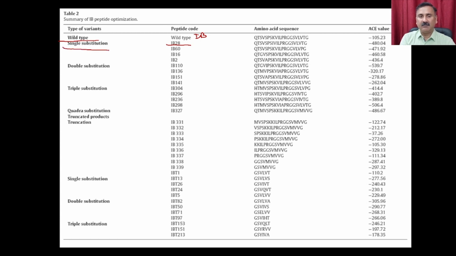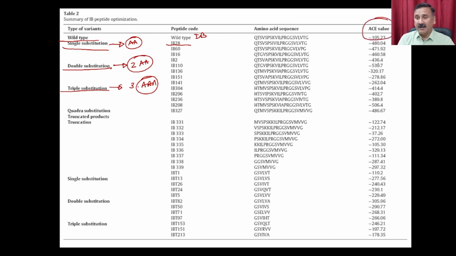So we did single substitutions, double substitutions, triple substitutions. Single substitution means we have changed one amino acid at a time. Double substitution means we change two amino acids at a time. And triple substitution means we have changed three amino acids in the sequence at the same time. And what we found is that its binding into the cavity is changing when we do this. And then we also did the quadra substitutions and truncations and all that.